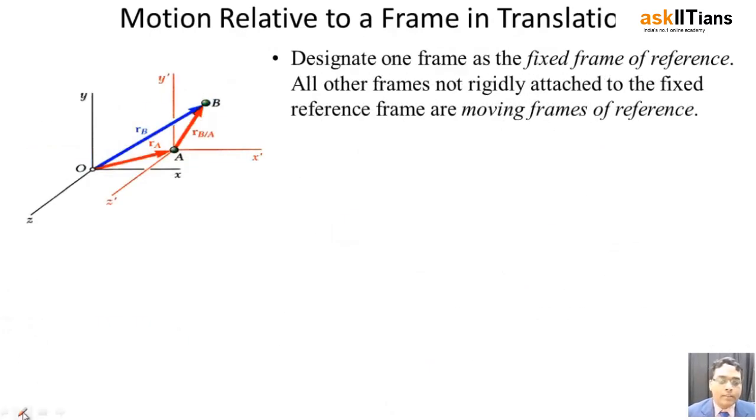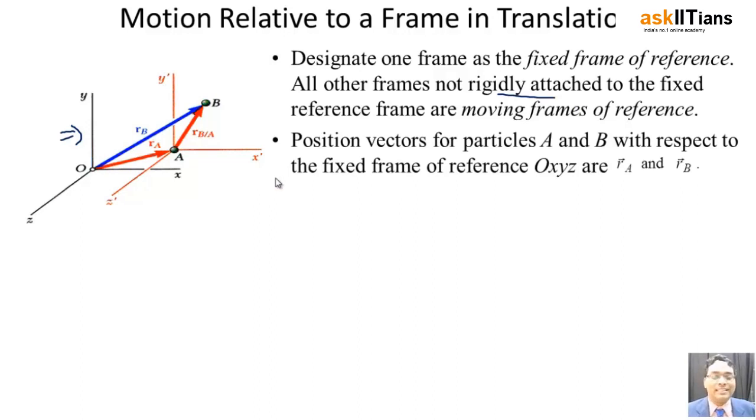Okay. Going further with this, if you want to find out how one object is moving with respect to another frame, so if there is a translation of the reference frame itself, for that you first need to identify your reference frames. So let's say this is one reference frame that we have. You designate one frame as the fixed frame of reference, and all other frames, not rigidly attached to the fixed frame, are going to be moving reference frames. They are going to be moving with respect to the first one.